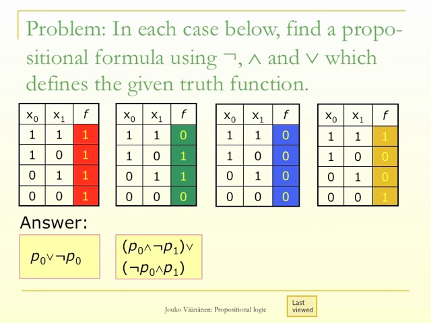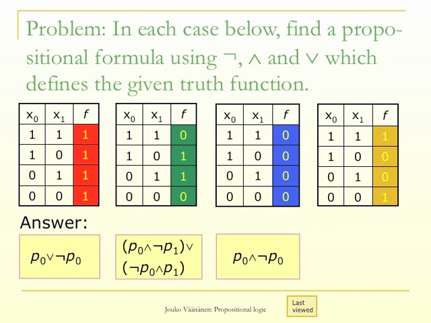The third truth function. This is again a constant function. There are no 1 rows, so we could not use the disjunctive normal form method even if we wanted. Instead, we use common sense. Any contradiction is false under any valuation. So we take, for example, P0 and not P0. This formula defines a truth function which is constant 0.